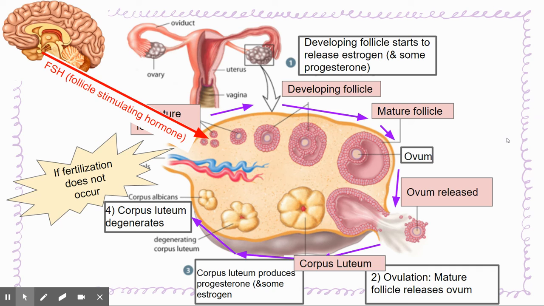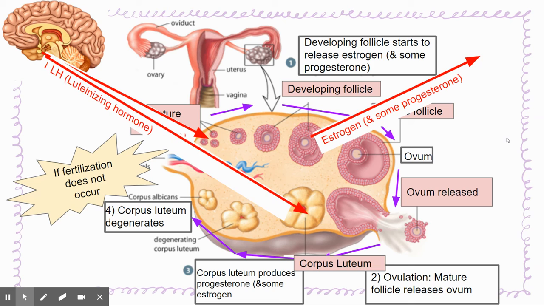So FSH, which is the follicle stimulating hormone, activates the immature follicles. Estrogen and a little bit of progesterone is released from the developing follicles. Then LH, which comes from the pituitary gland as well, will then cause ovulation to occur, so the ovum releasing. That then causes the corpus luteum to be formed, and progesterone and some estrogen are then secreted. So this is kind of the picture of what it looks like when we're acting the hormones on the ovary itself.